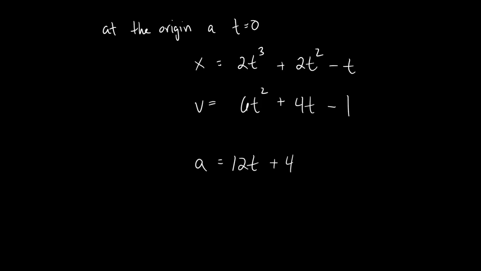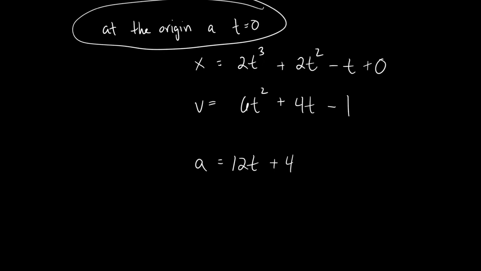Any questions about my answers? They look good. Notice why I didn't put an x naught there. I don't have to. I was given the boundary condition. I was told the object's at the origin at time equals 0. The origin is 0, so I did not put a plus 0 here or plus x naught, not if I'm given an initial condition. If I'm given the initial condition, use it.